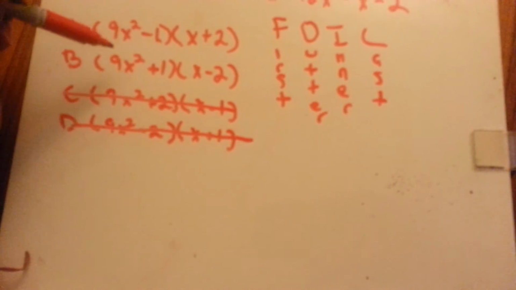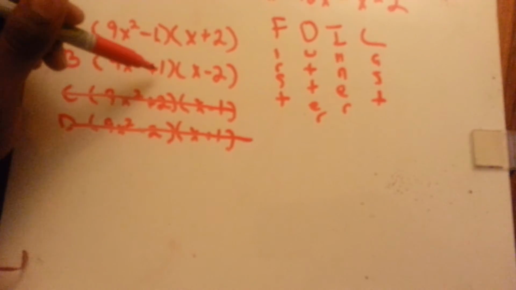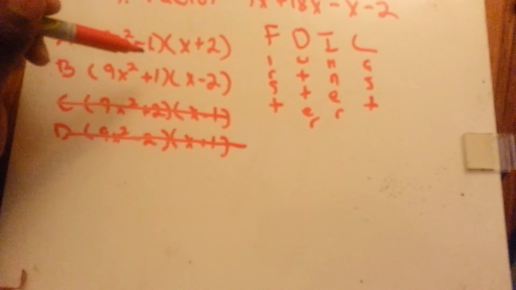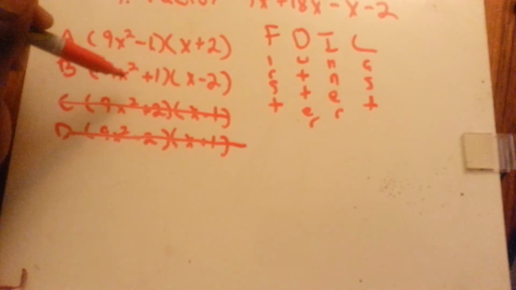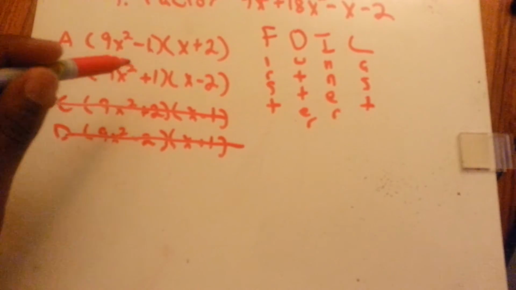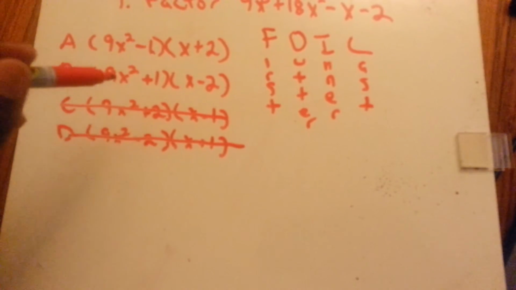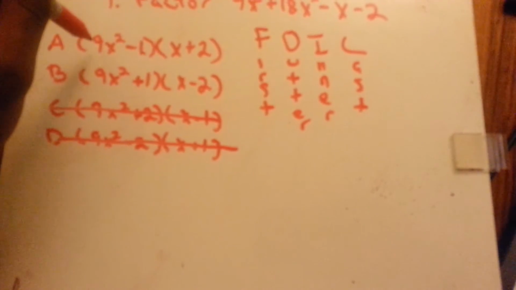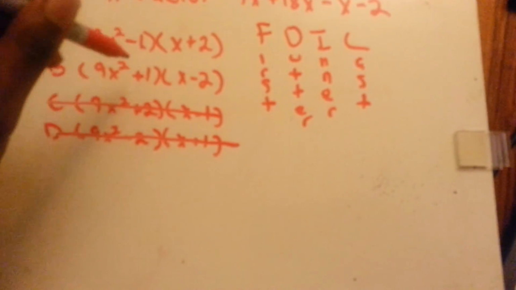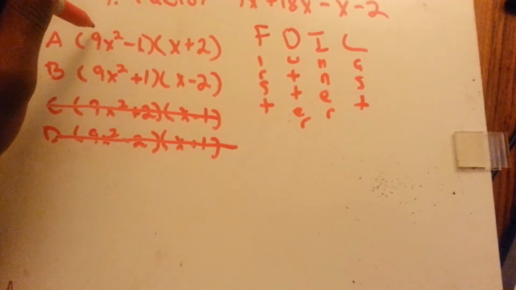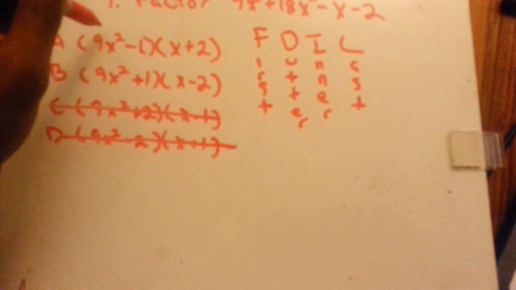And this here, I have 9x squared plus 1 times x minus 2. And that I can see would give me a negative 18. So I know that's not good. But what I would do is play this first one out to make sure that it would work. So I'm going to do FOIL to double check and make sure this A is the right answer.